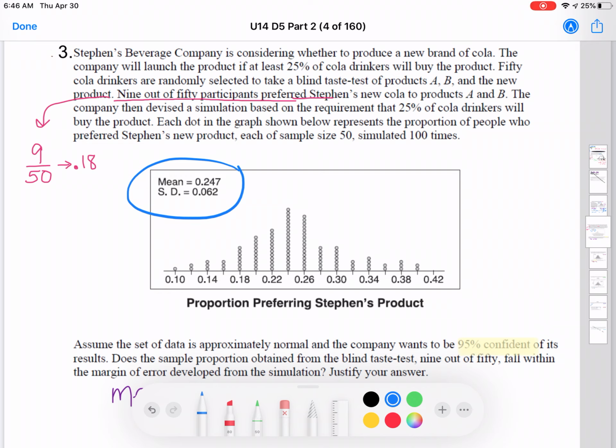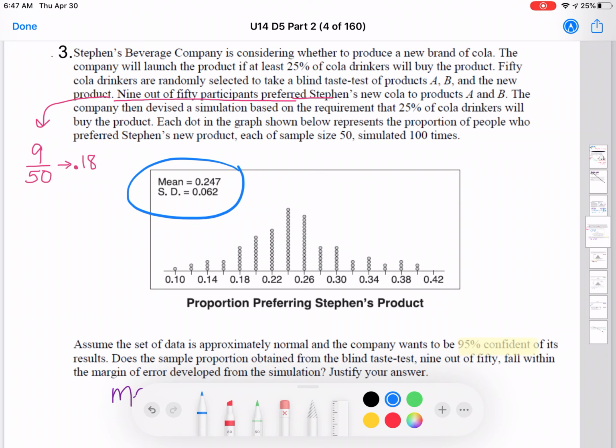Okay, so this is like the iPhones, except in their sample groups, they're looking at who likes this new soda they came up with. It says Stevens Beverage Company is considering whether to produce a new brand of cola. The company will launch the product if at least 25% of cola drinkers will buy the product. 50 cola drinkers are randomly selected to take a blind taste test of products A, B, and the new product. 9 out of 50 participants preferred Stevens' new cola compared to A and B products. The company will devise a simulation based on requirements that 25% of cola drinkers will buy the product.